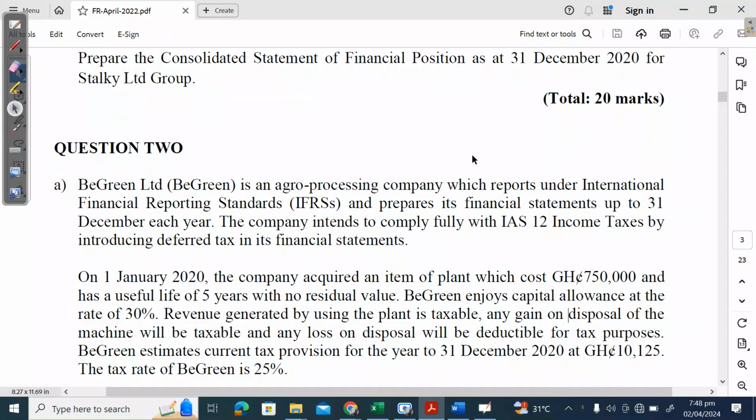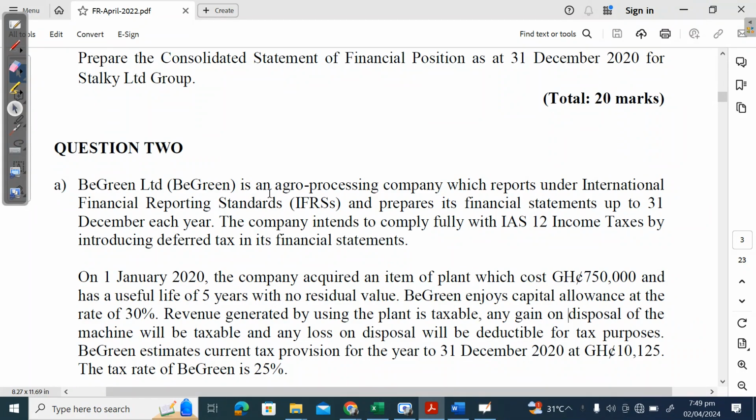Today we are going to look at a question on IAS 12 income taxes. We are taking the question from ICA past question April 2022. So we are going to solve the question on our screens. I'm going to read the question and then we'll solve it together. I read Big Green Limited.